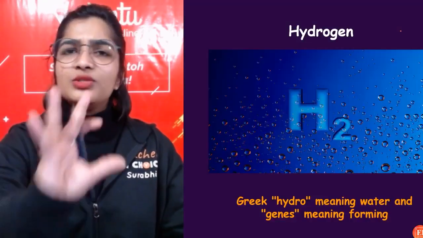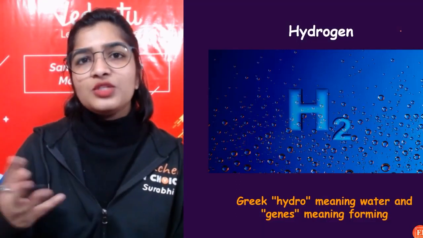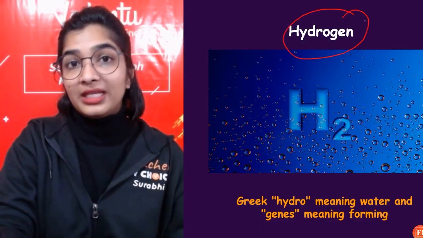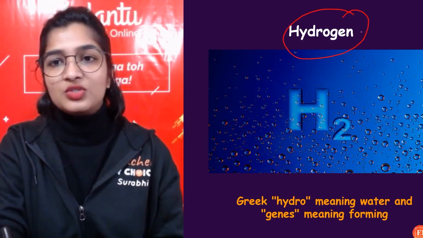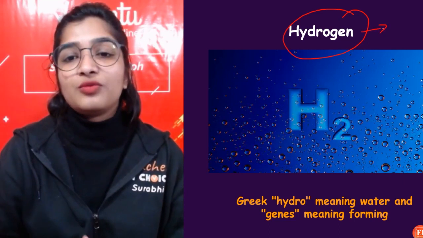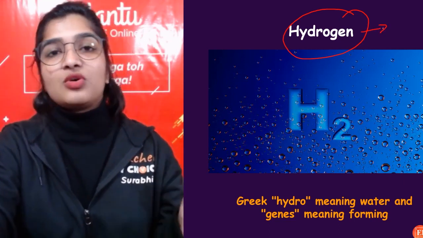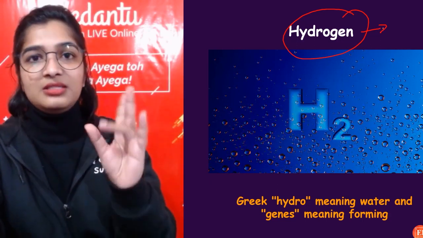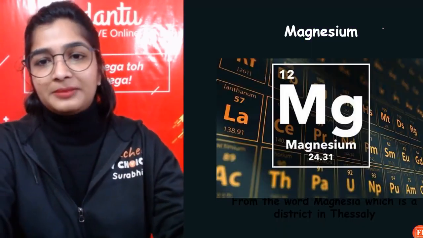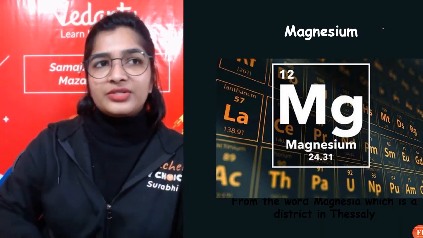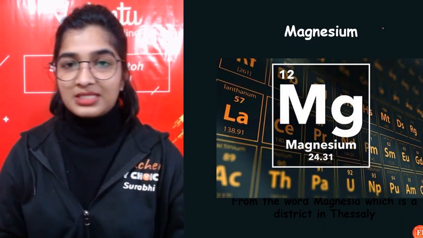Hydrogen. Hydro means water and gen means forming. So for the formation of water, what do we need? Hydrogen and oxygen. As hydrogen is a very important element in the formation of water, this element was called hydrogen. Hydro, water; gen, forming.